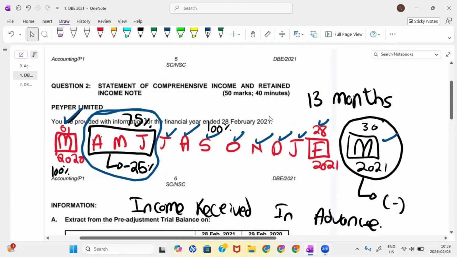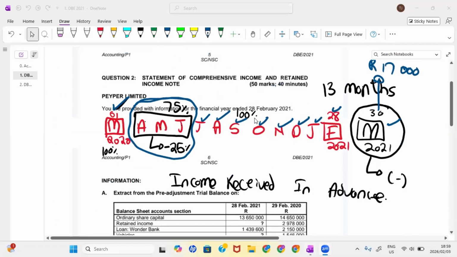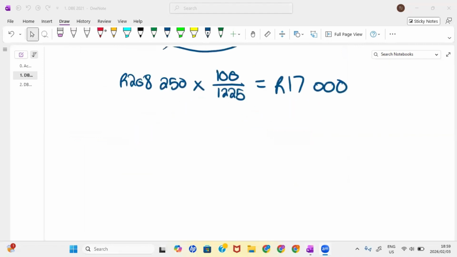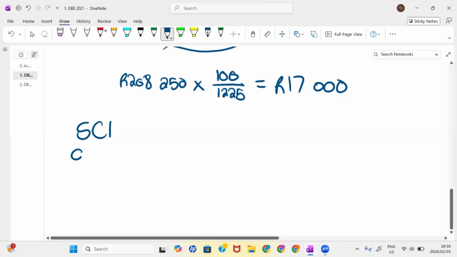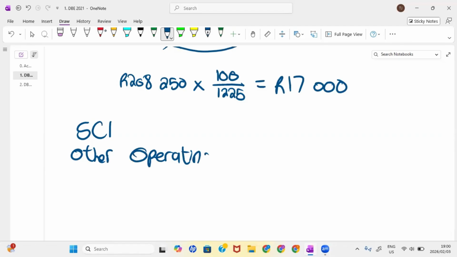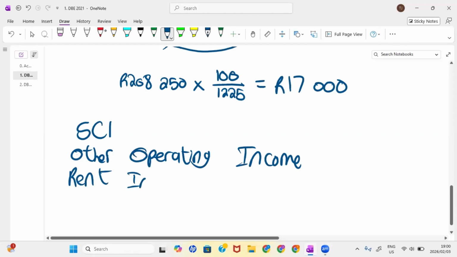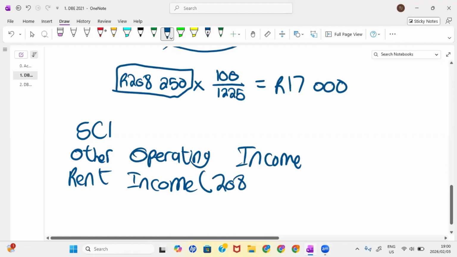So we already know this is an extra. We need to remove it from our income statement, our statement of comprehensive income. It's under the other operating income section, and then we have rent income. So we start with the pre-adjustment amount here, 208,250. We have to subtract 17,000. What's our answer? Let's see answers in the chat.